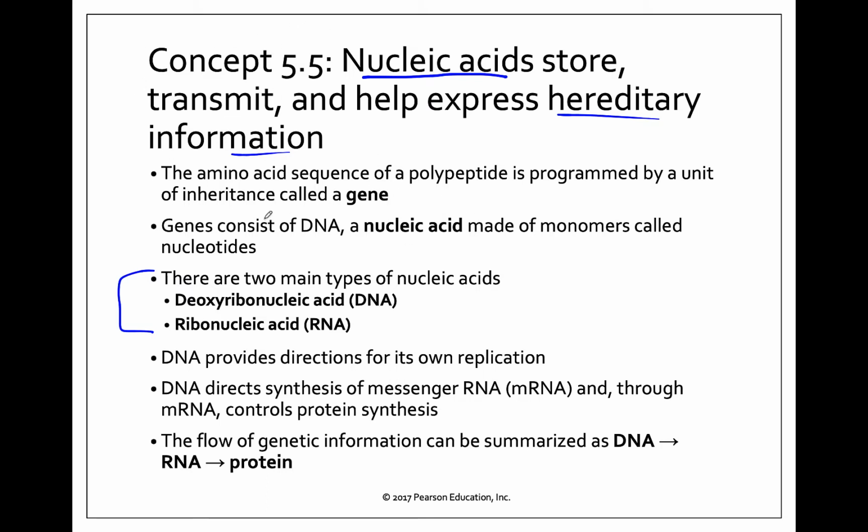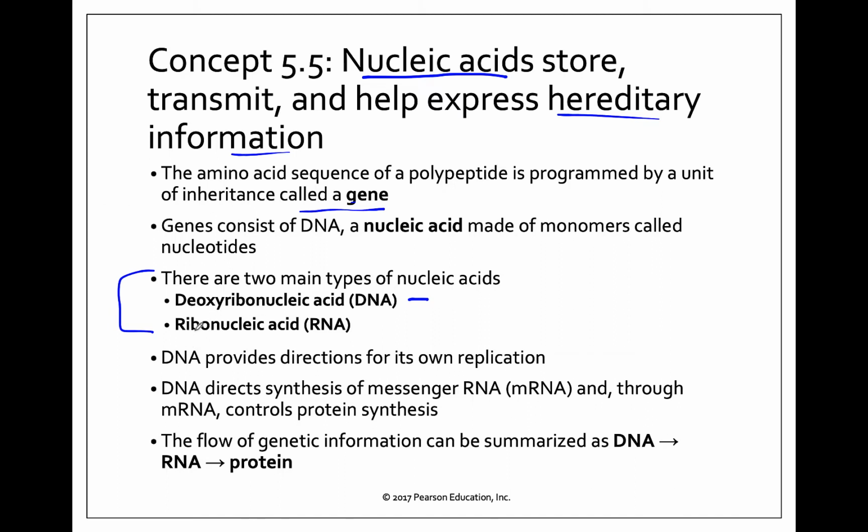So nucleic acids are organized into hereditary units called genes, and these genes actually code for the proteins that we make in our body. And the main two types are deoxyribonucleic acid. This is your DNA. So this is what's found in the nucleus of our cells. This is our genetic template. This is our genetic instructions for the entire body.